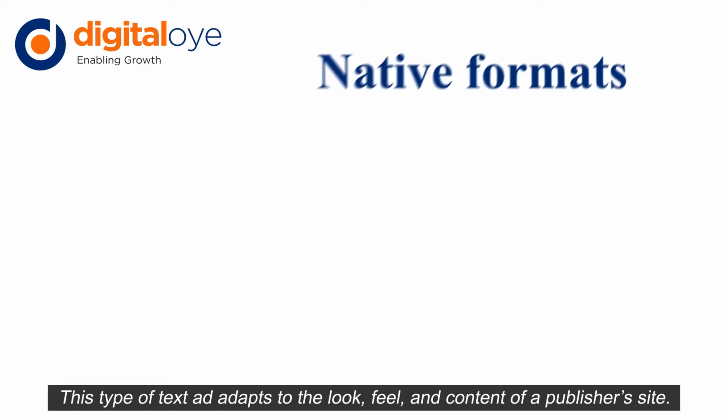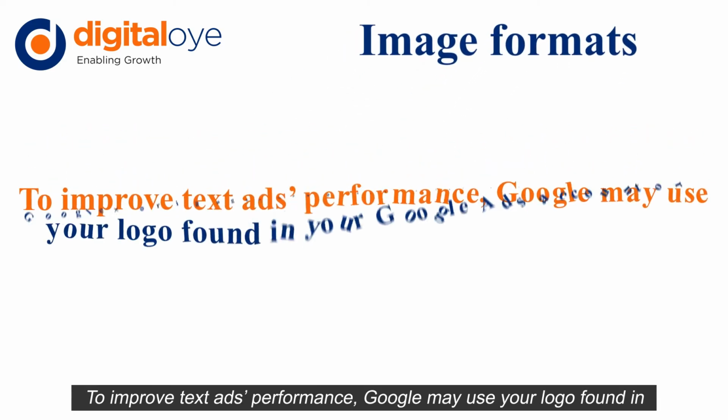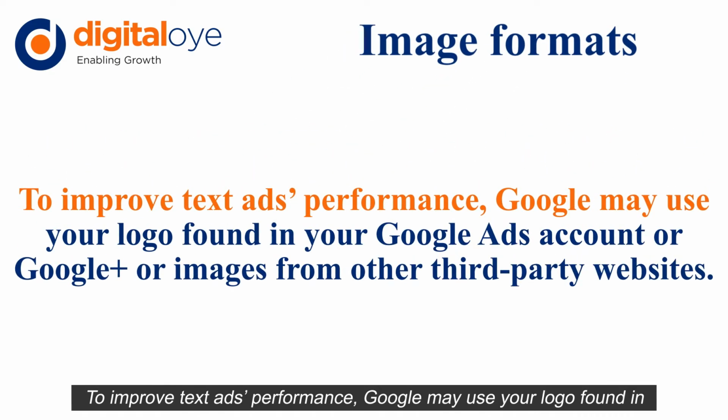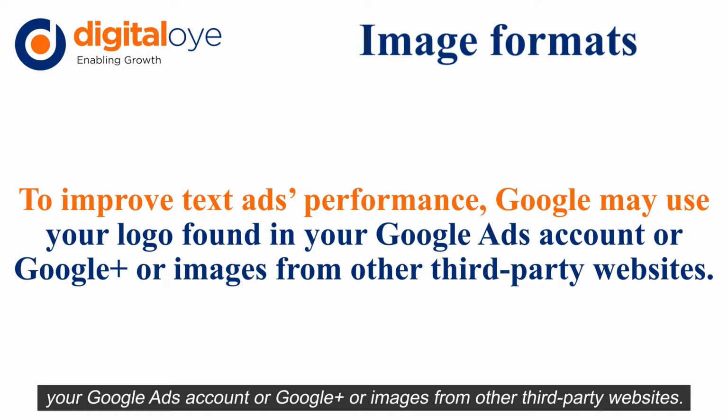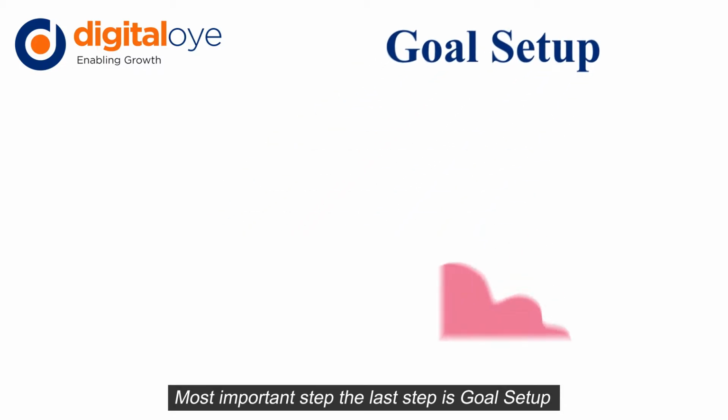Native format. This type of text ad adapts to the look, feel, and content of a publisher's site. Image format. To improve text ad performance, Google may use your logo or an image could be used in the image format ads. Most important step, the last step, is goal setup.